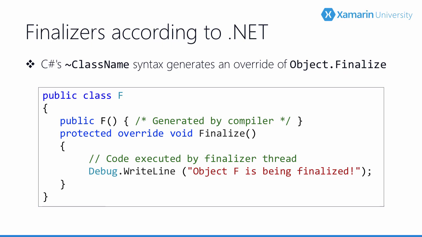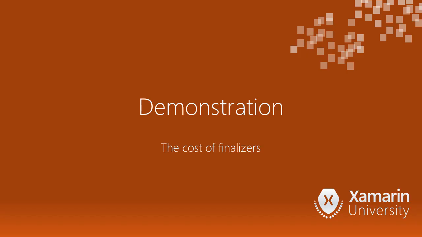Then it creates an override for the protected void finalize method. And this is where it drops all the code that you place inside the tilde class name method. And so this code would then be executed by the finalizer when it runs. So let's just look at that. Let's go ahead and create a finalizer and just see in real time what sort of cost it has.